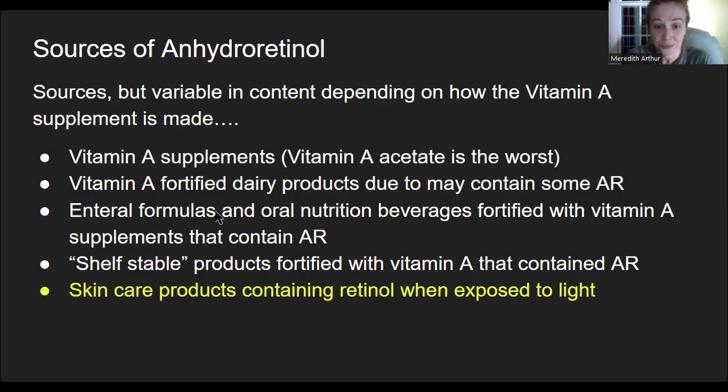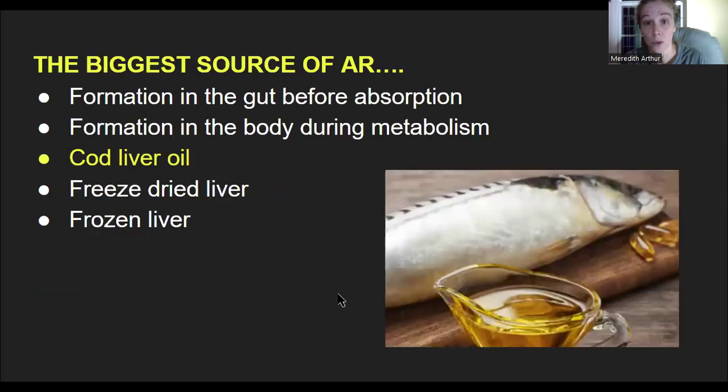All right, so shelf-stable products would also potentially have some anhydroretinol, because inherently when you make a vitamin A supplement, there is some of this in it. Some of the studies show like 3%, but 3% might be okay for one person and not for another if they have broken metabolism. And skincare products that contain retinol, when you put them on and expose them to light, you start to have a problem. You make that anhydroretinol.